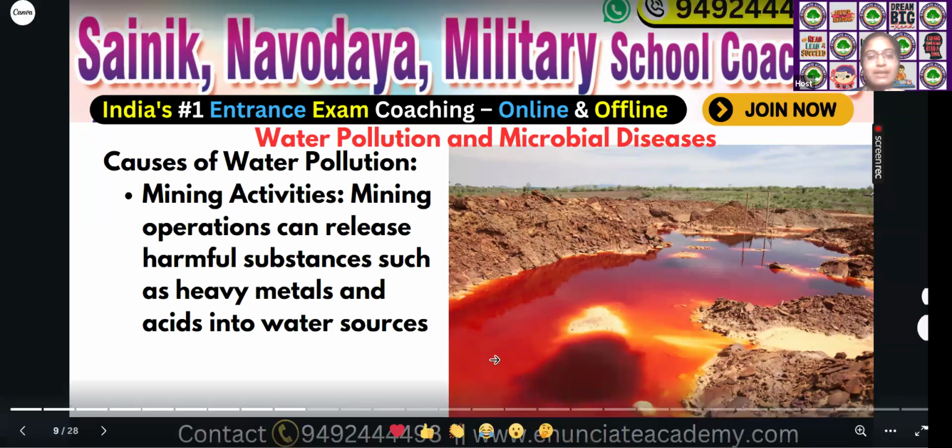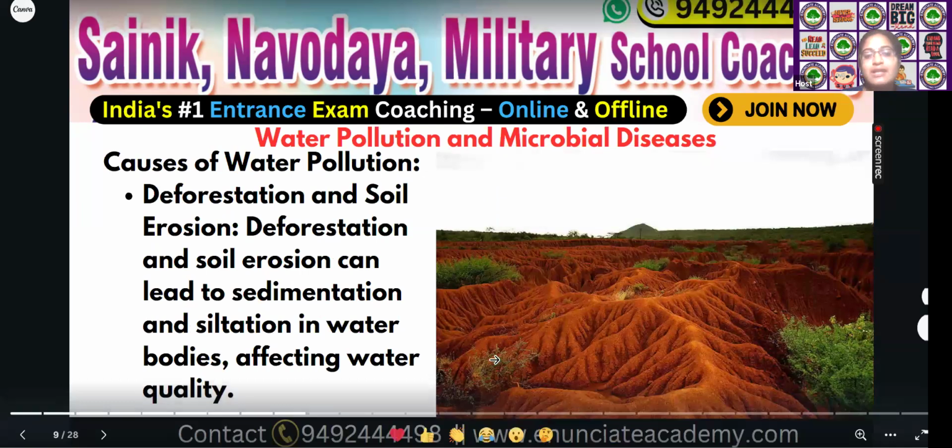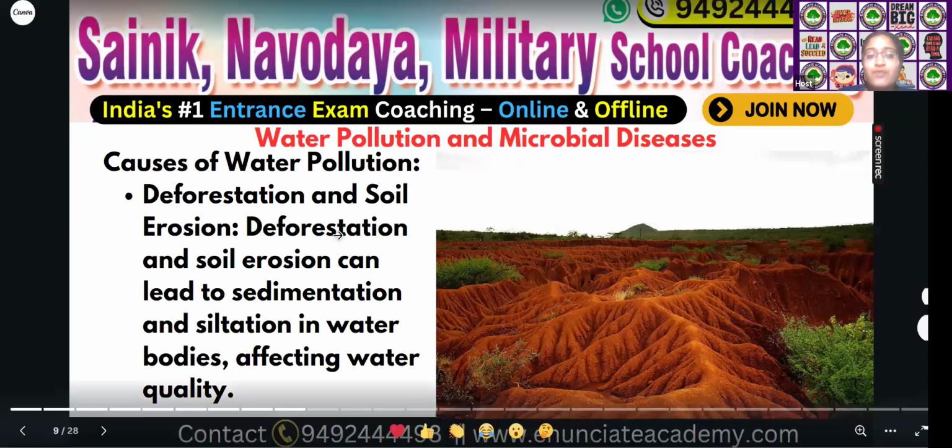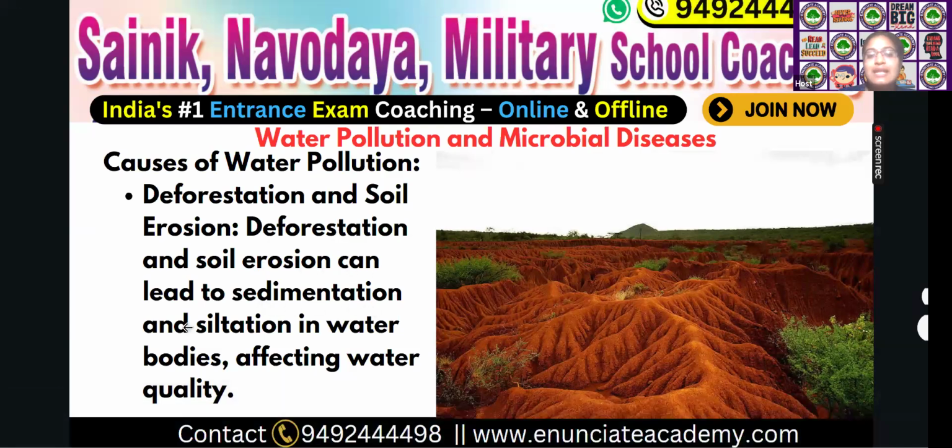The next one is deforestation and soil erosion. What do we mean by deforestation? Deforestation means when we cut all the trees in the forest. This looks like deforestation. Deforestation and soil erosion can lead to sedimentation and siltation. Sedimentation and siltation mean sand and soil dumped into the nearby water body.